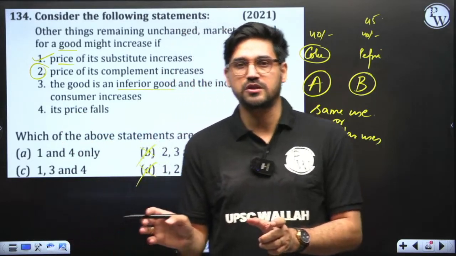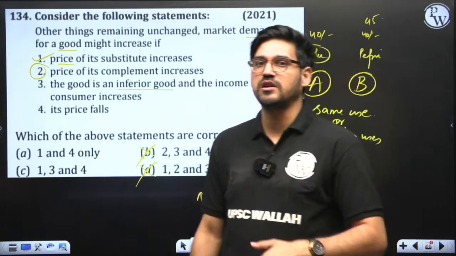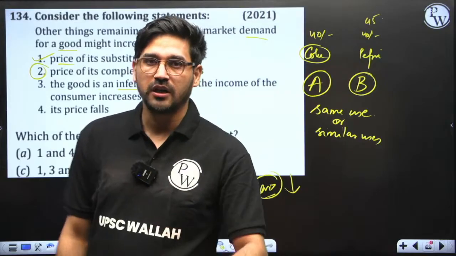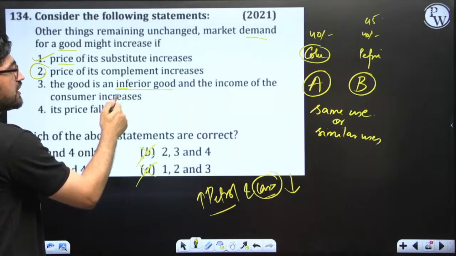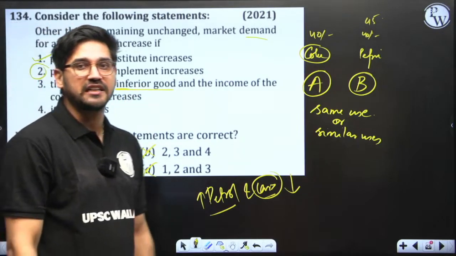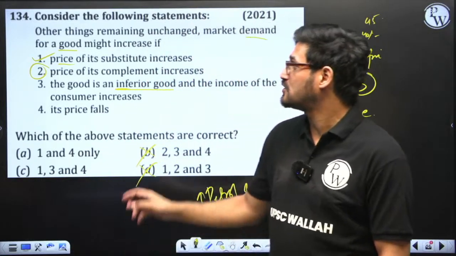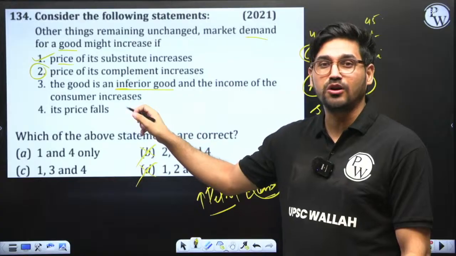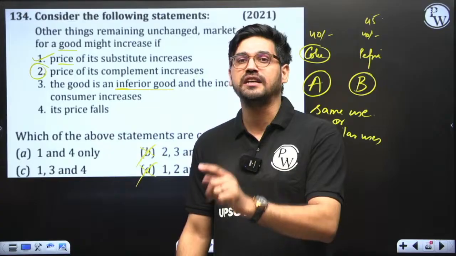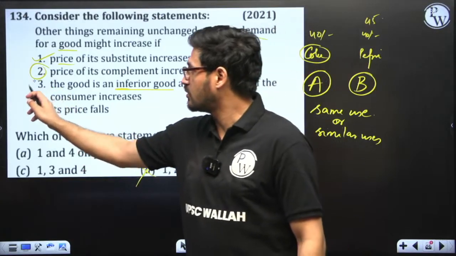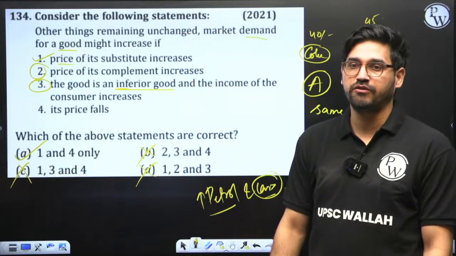Normal goods are those goods which you will consume more if your incomes are high, right? And inferior goods are those goods which you will consume more if your incomes are low. He's saying the market demand of a good might increase if this good is an inferior good and the income of the consumer increases. Because the income of the consumer has increased, quite obviously he is going to consume less of an inferior good, not more. An inferior good by definition is one which you will consume more if your incomes are low. That means 3 could also be used. 3 is wrong. Can't be C. The option has to be A, which is 1 and 4.